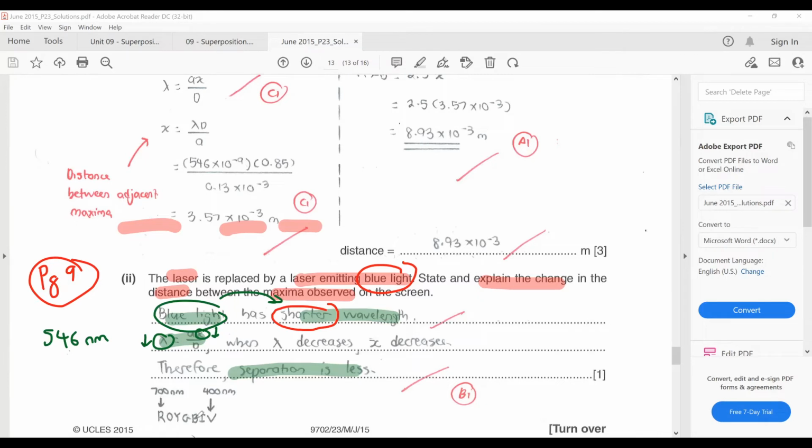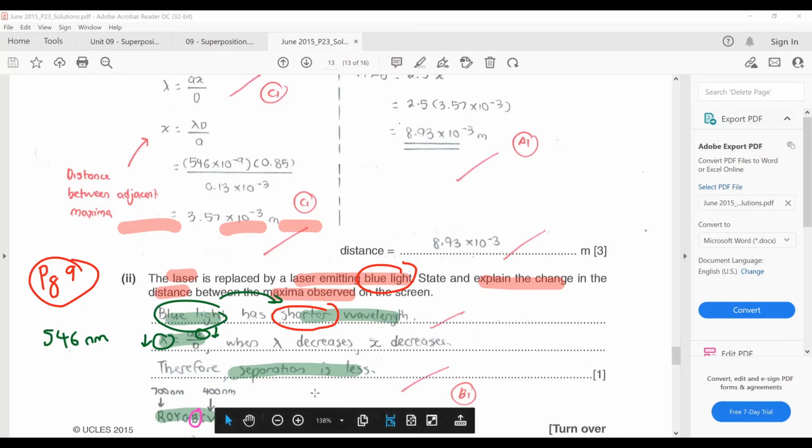If they told us the color, I know that if I refer to this spectrum, Roy G. Biv, given a certain color, and given that I know blue light is over here, I will be able to know whether blue light has a smaller or larger wavelength. But here the question did not give me the color. So that's the odd thing about this question. They never told us the color. They only told us that they're replacing it with blue light.